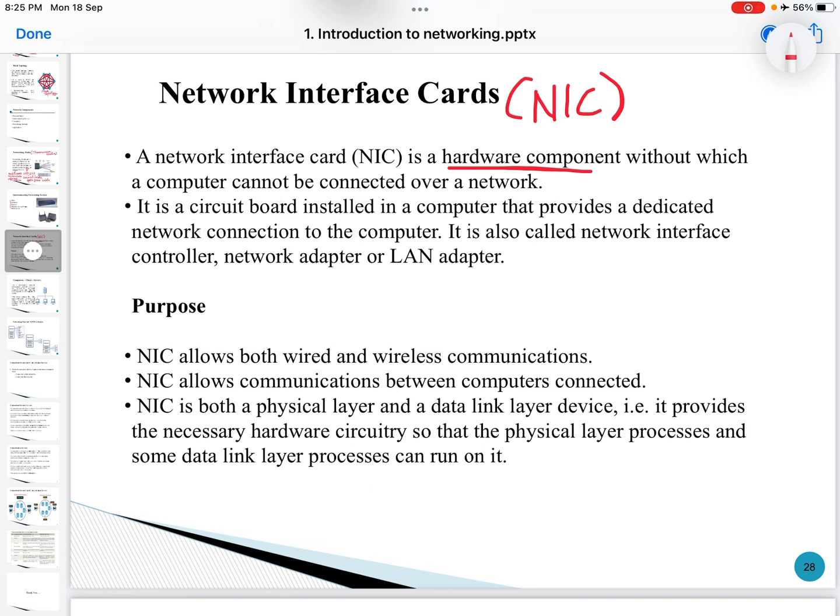Purpose: NIC allows both wired and wireless communication. NIC allows communication between computers connected. NIC is both a physical layer and a data link layer device, that is, it provides the necessary hardware circuitry so that the physical layer processes and some data link layer processes can run on it.